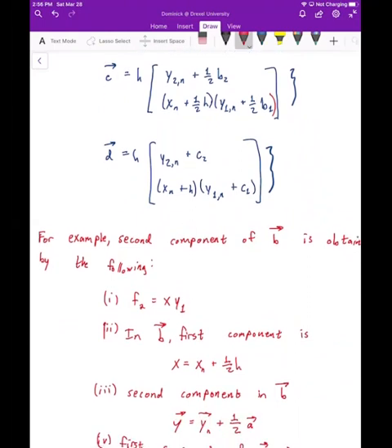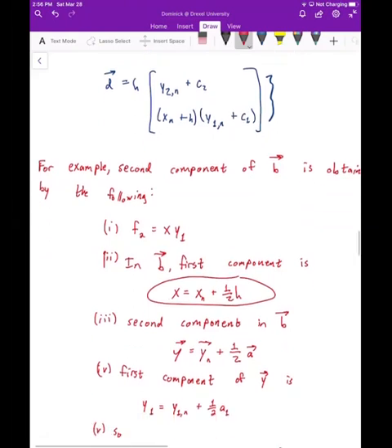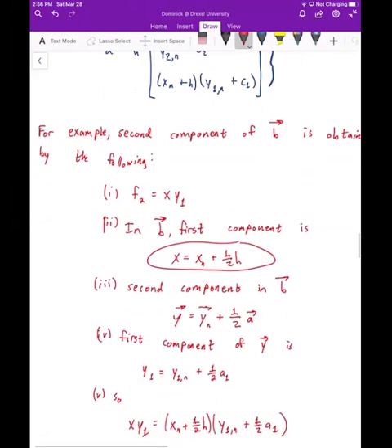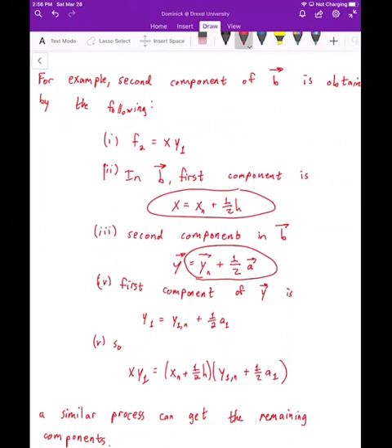So you could find the second component of B by doing the following procedure. You know that F2, which is the right-hand side of your y2 prime, is x times y1. Now, in your B vector, your first component is your x value, which is given by xn plus 1/2 h in this first auxiliary quantity, right? Now, the second component in this B vector is the y vector, which is given by yn plus 1/2 of the A vector, all right? And of course, for the first component of this, just replace each of those vector components with the first subscript, right?